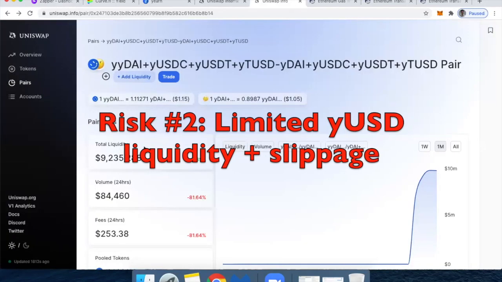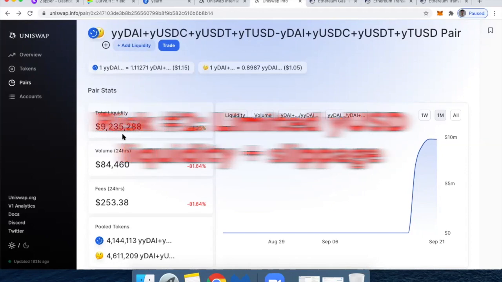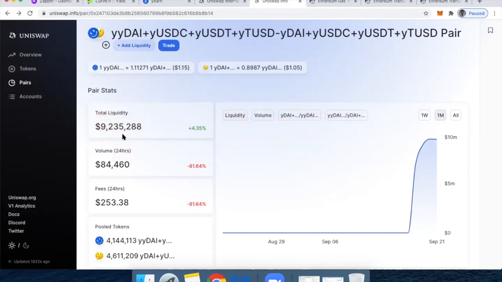This is a pool in Uniswap. It has 9.2 million in liquidity. That's not a lot. That is nothing compared to the liquidity in the DAI Ether pool.